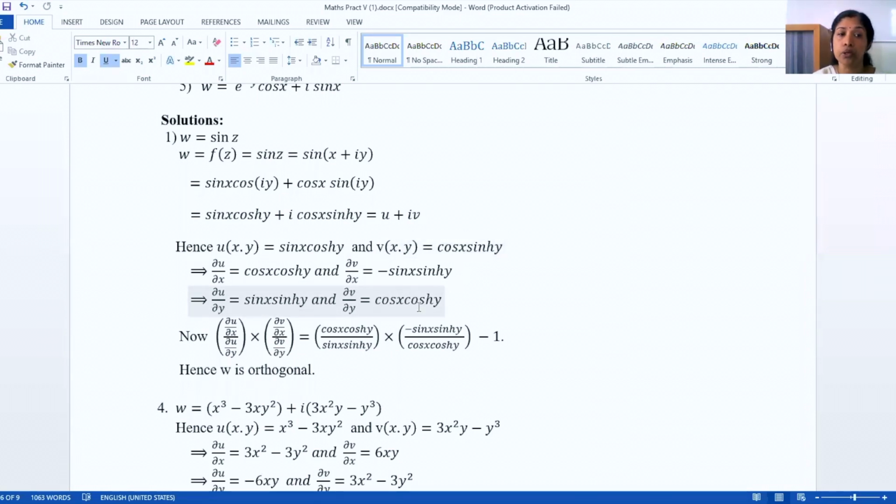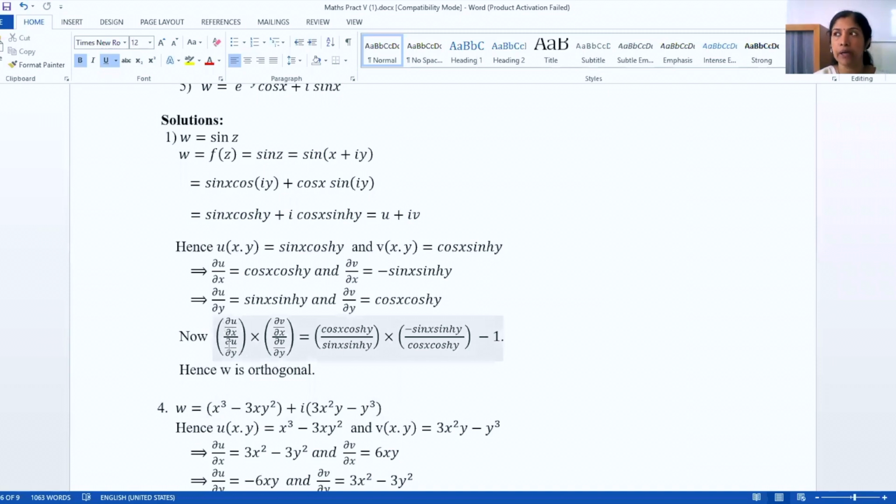Now what you do is find dy by dx. How do we find dy by dx? At a particular point, or at the point of intersection. See, the two curves, u and v curves for the analytic function, intersect at some point. So we are finding the tangent at that point, the angle between the tangents, and we will show that the product of the slopes is equal to -1. That is how we prove that the two curves are orthogonal to each other.